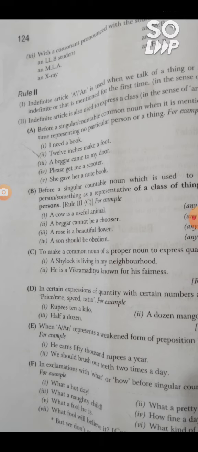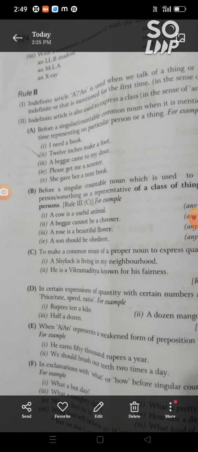Actually, before proper nouns we don't use articles, but to express quality, to make a common noun of a proper noun, at that time we use them. For example: Kalidas is a Shakespeare of India. A Shylock is living in my neighborhood. He is a Vikramaditya known for his fairness. We use the article before proper nouns when we have to express the quality of a proper noun.